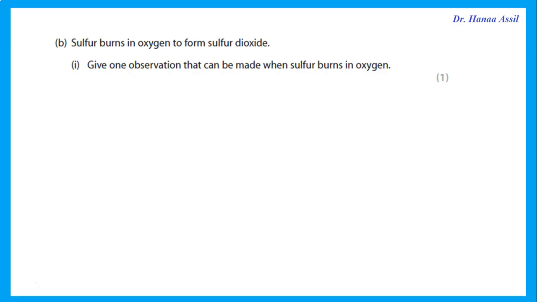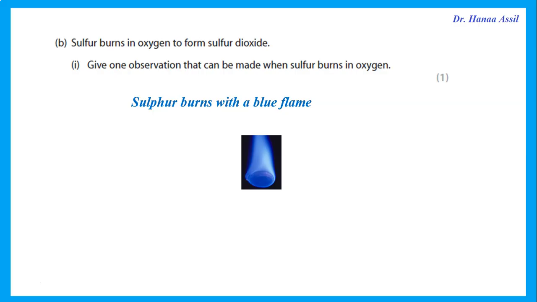Sulfur burns in oxygen to form sulfur dioxide. Give one observation that can be made when sulfur burns in oxygen. You should remember that when sulfur burns, it burns with a blue flame. So you should know, for example, that magnesium burns with a white flame, but sulfur burns with a blue flame.